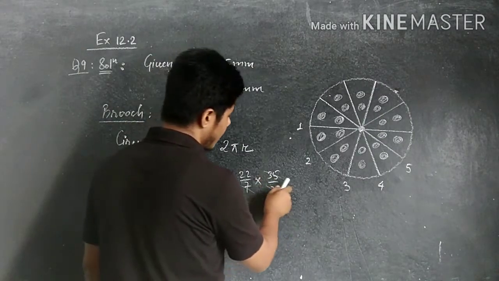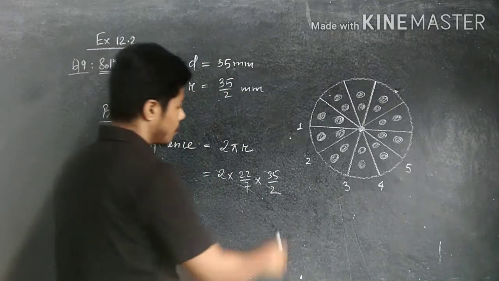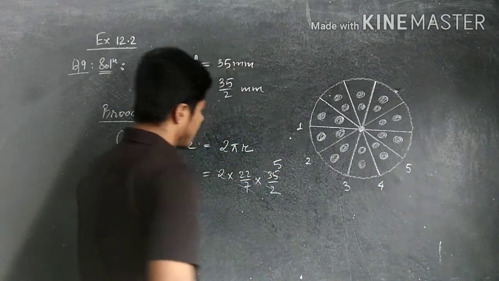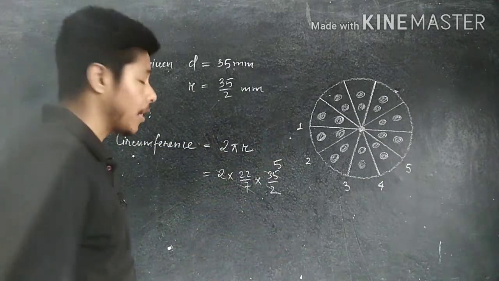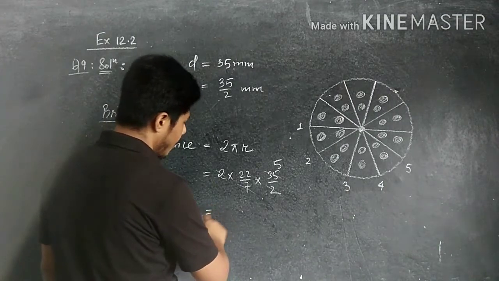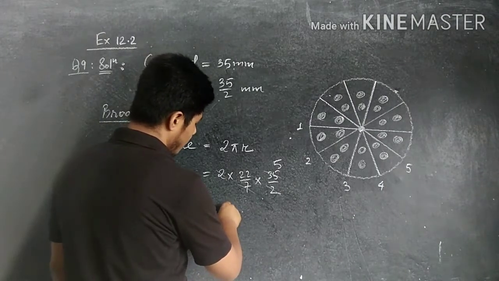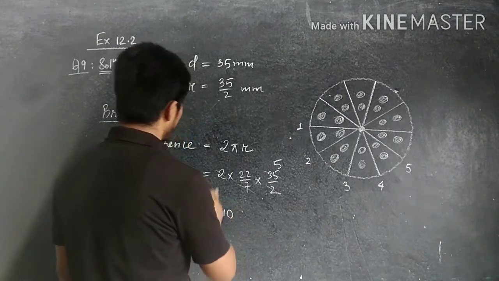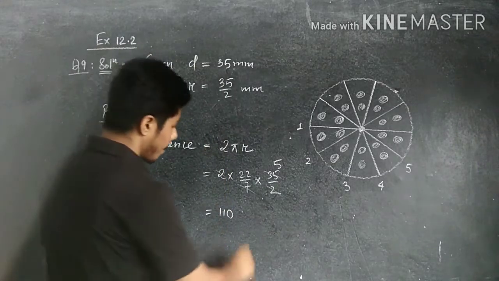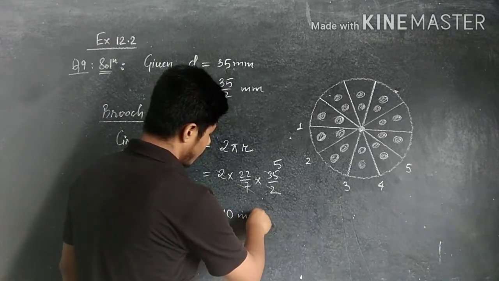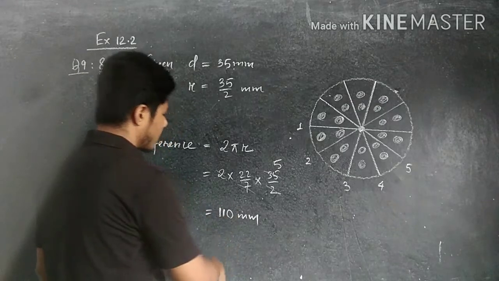7 cancels with this one. How much? 5. So that means here 22 into 5. Ultimately how much do we get here? 110. So that means 110 mm. This one is the circumference.